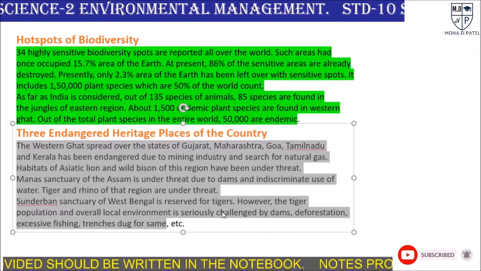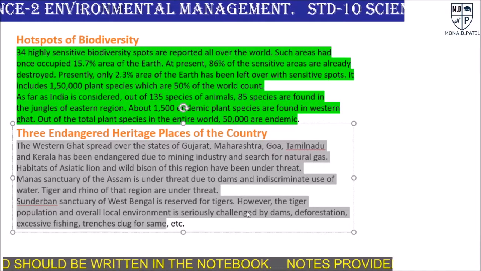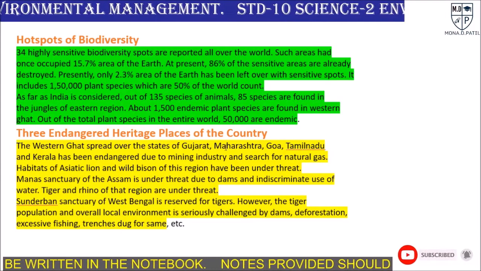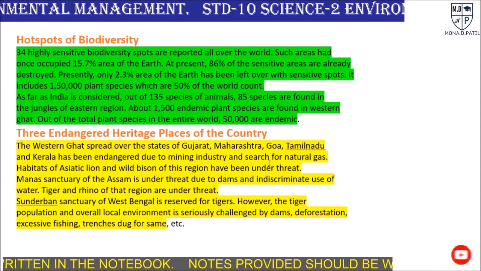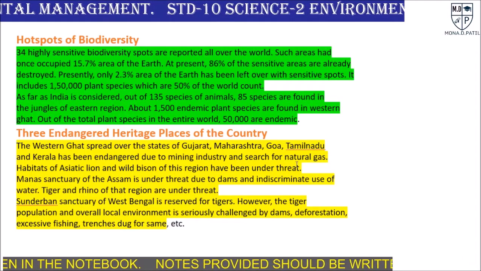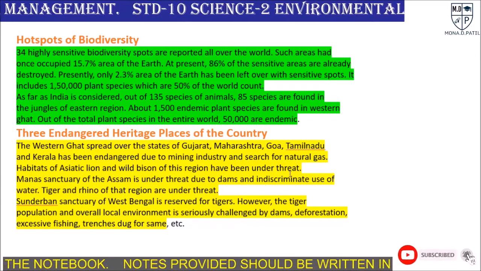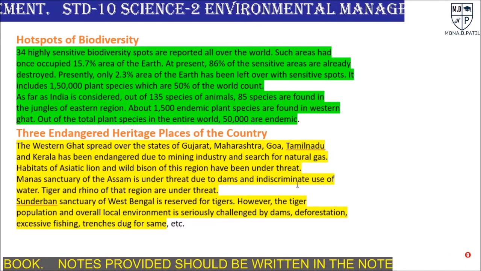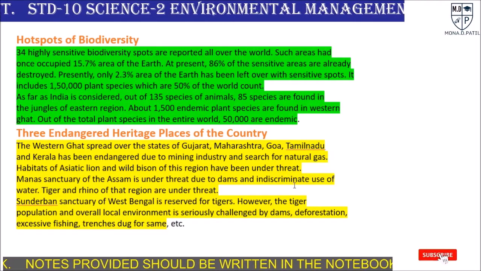Next we will see the Western Ghats, spread over the states of Gujarat, Maharashtra, Goa, Tamil Nadu and Kerala, which has been endangered due to mining industries and the search for natural gas. The habitat of the Asiatic lion and wild bison of this region has been under threat.